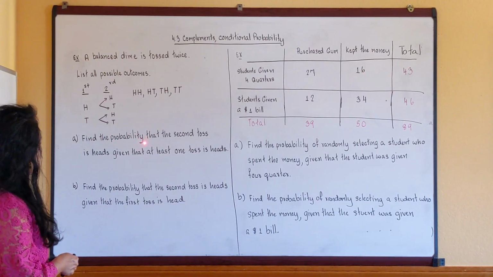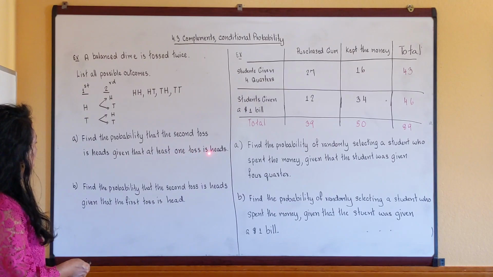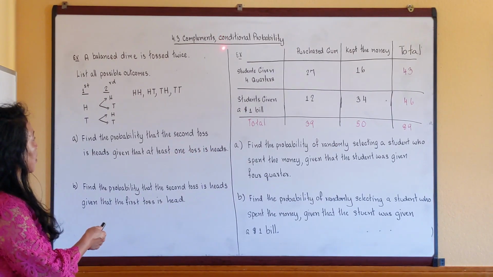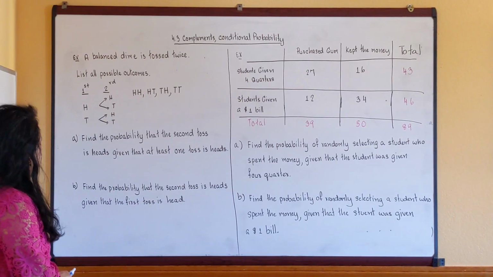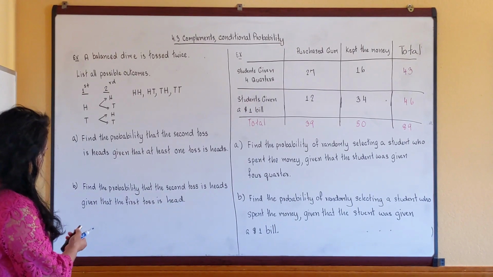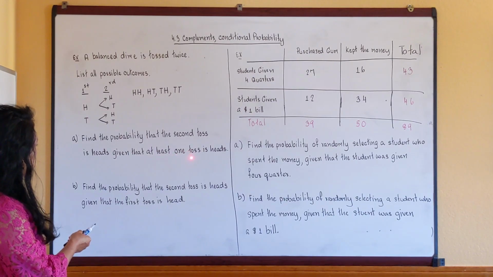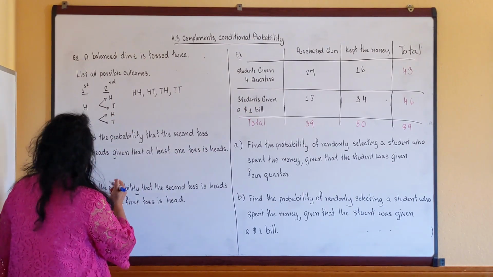Find the probability that the second toss is heads, given that at least one toss is head. So this is a given condition. That's why it's called conditional probability. So what you do, you look at the condition first. Given, this is the condition. Given at least one toss is head. So go back here.